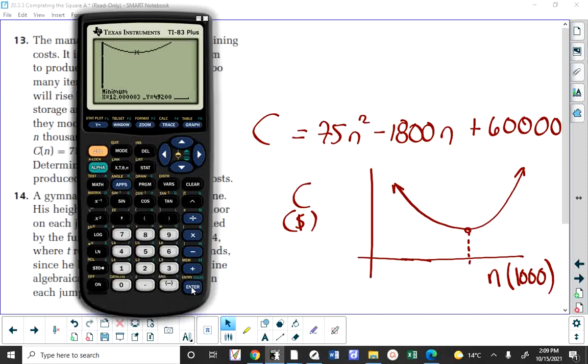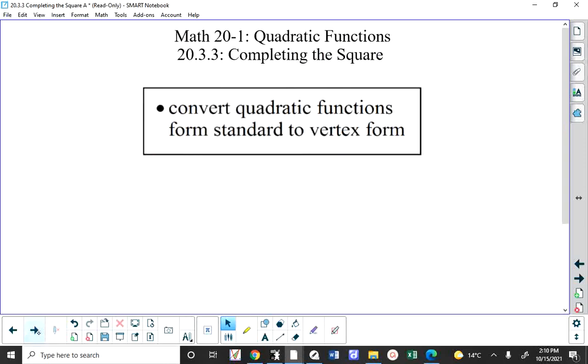There are going to be some of you, always in a class, that find this process frustrating to get the right location. And the nice thing about what we're going to do today is we could do it algebraically after today. That being said, some of you will not like the algebraic method, but you do need to know how to do it. Okay, so we're going to move on today and look at what is called 20.3.3, the process of completing the square.